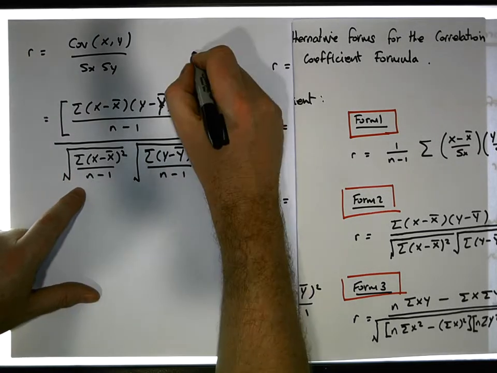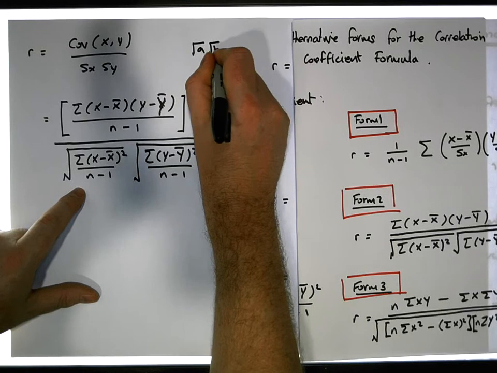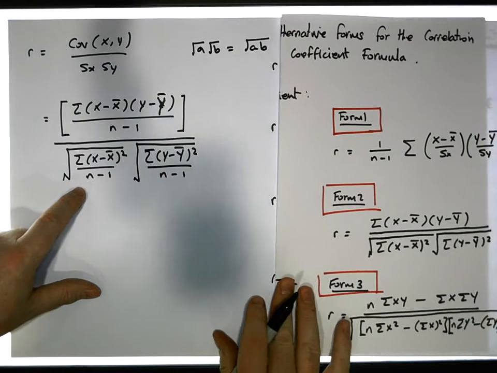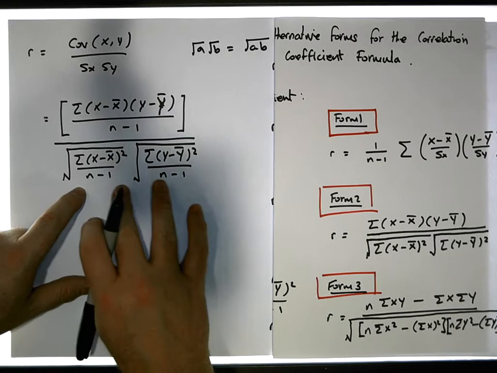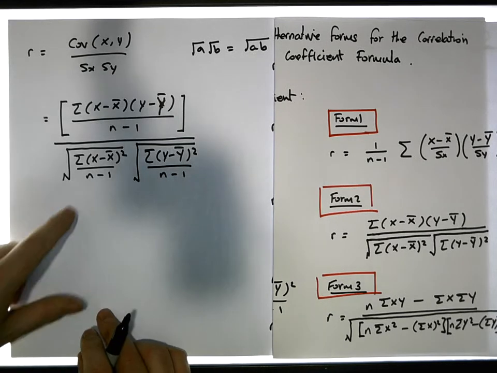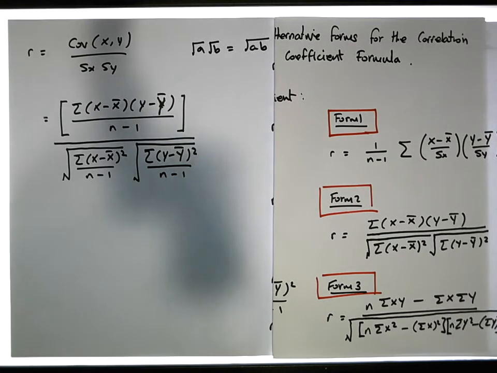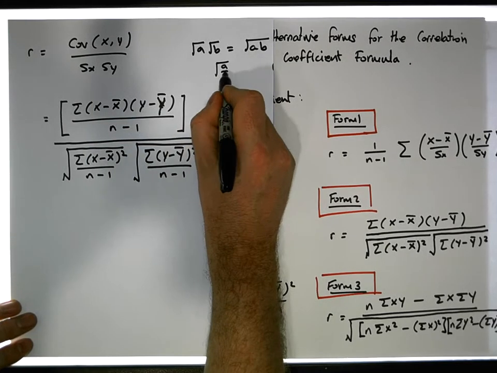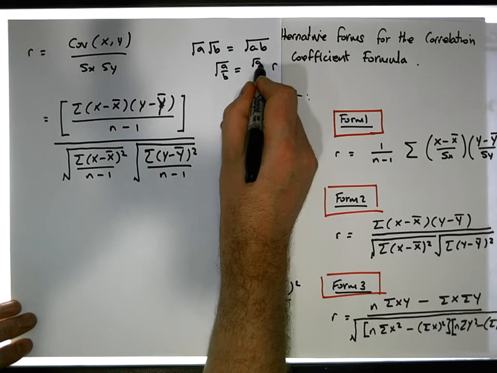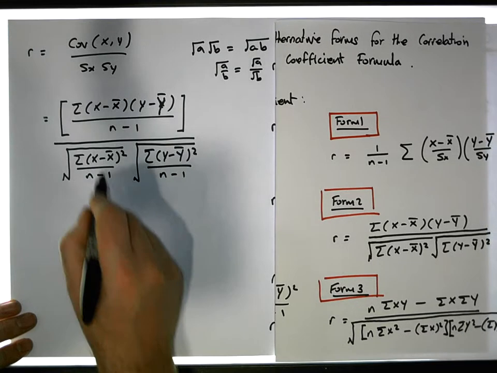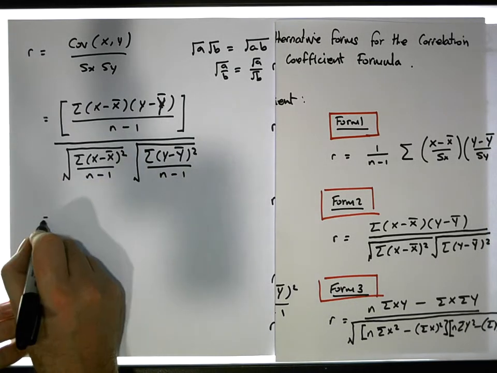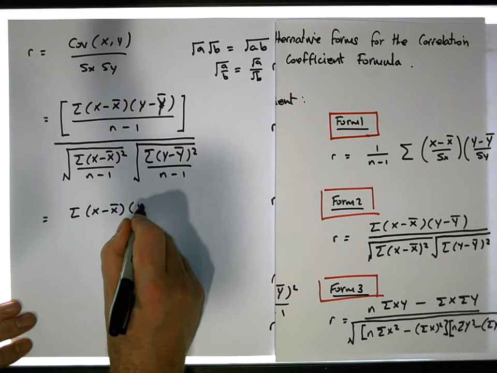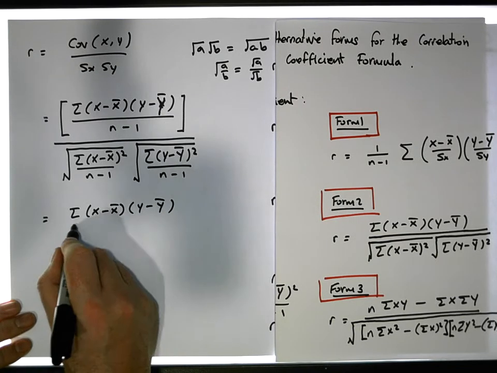Now, recall that the square root of a times the square root of b is the same as the square root of a times b. Recall as well that the square root of a over b is the same as the square root of a divided by the square root of b. So we can break this down here. So the numerator is x minus x bar times y minus y bar divided by n minus 1.